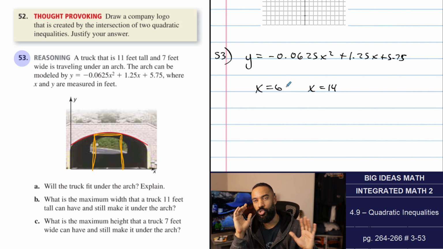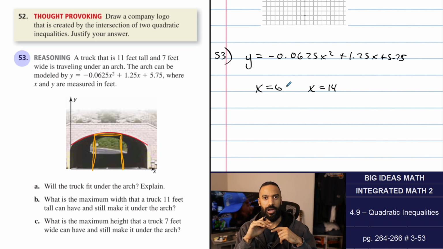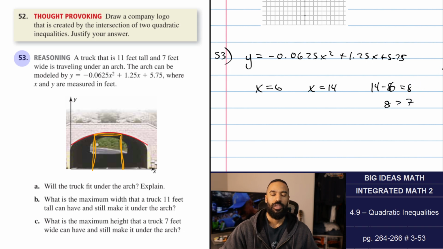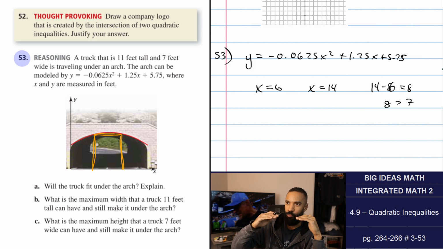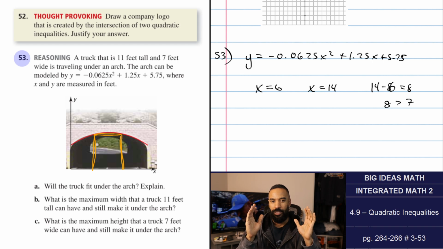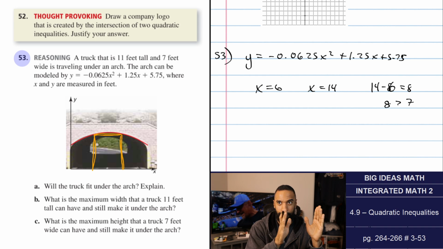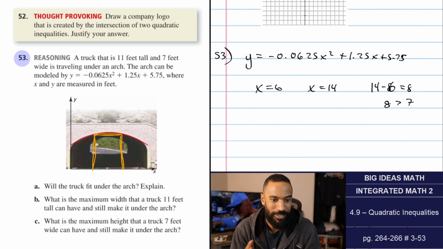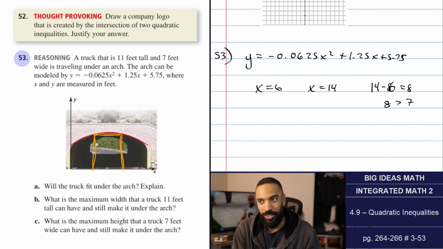Now, I don't know if I'm doing the work well to write on here to support my answer. But 14 minus 6 equals 8, and 8 is greater than 7. Basically, the truck's 7 feet of width needs to fit somewhere as a rectangle within that. It has very little wiggle room. It has like a foot. It's like half a foot this way or half a foot that way to fit, and it needs to drive under pretty perfectly here. I mean, this better be a one-way street. This is very little wiggle room.